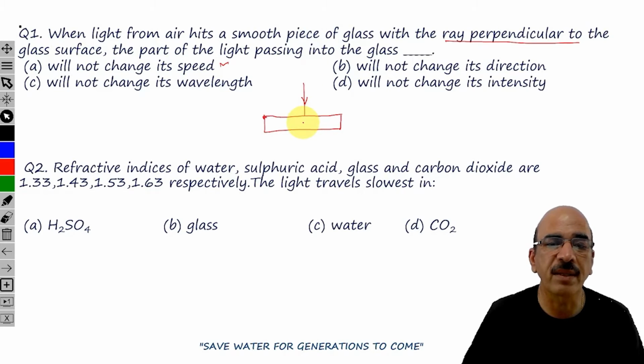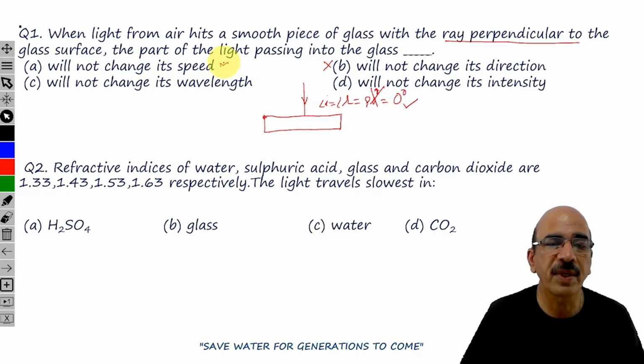So when it is falling perpendicularly, we have discussed earlier, will its direction change? No, its direction will not change, because here angle I is equal to angle R is equal to, what is the value? 90 degree or 0 degree? Which is the correct answer here? Yes, 90 is not the correct answer. Ashutosh is saying, sir, 0 degree. Angle I is equal to angle R is equal to 0 degree. So it will go straight, the direction will not change.